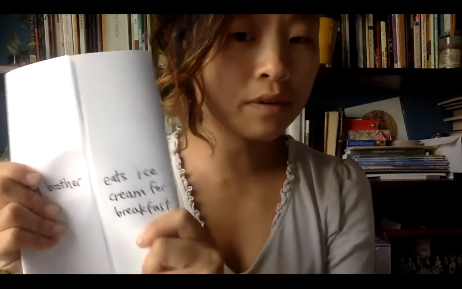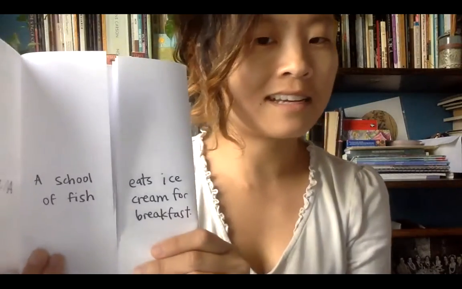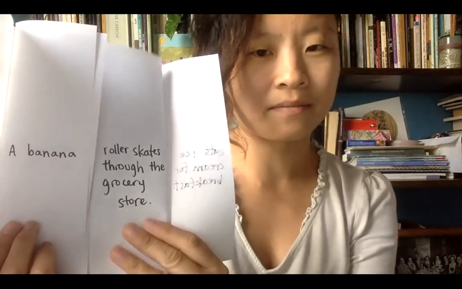Now you can flip through your subjects and predicates and make fun and silly combinations, like the missing puzzle piece, plays soccer on the moon, or a school of fish eats ice cream for breakfast, or a banana roller skates through the grocery store.